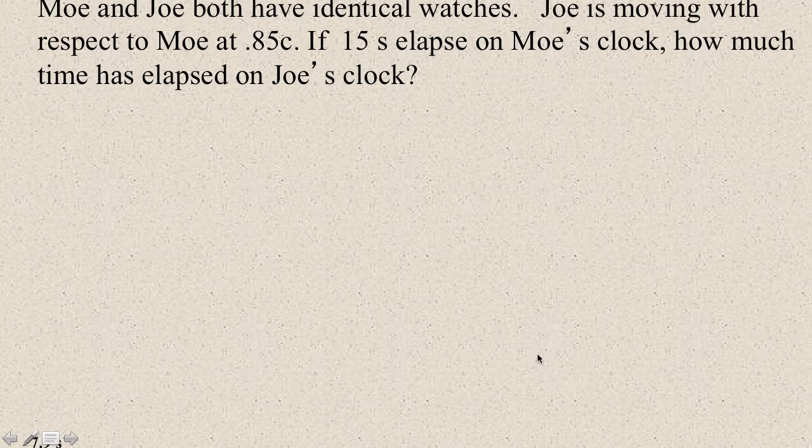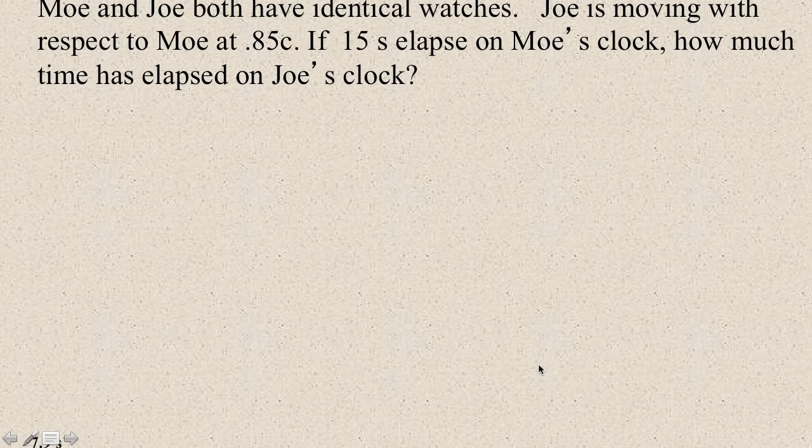Okay, Mo and Joe both have identical watches. Joe is moving with respect to Mo at 0.85c. So Joe is the moving clock, Mo is sitting still. If 15 seconds elapse on Mo's clock, how much time has elapsed on Joe's clock?